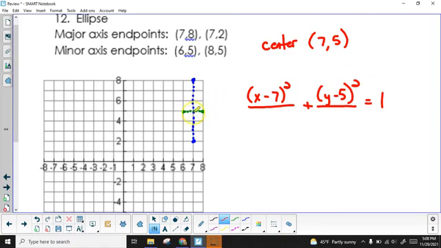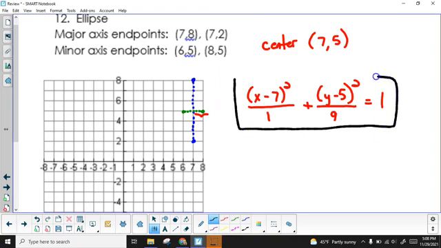And the number under the x is going to be a squared, a is represented by the distance from the center to the vertex, which we can see right here. This is going to be 1. So 1 squared is 1. And vertically, 1, 2, 3. 3 squared is 9. And so our equation would be (x minus 7) squared over 1 plus (y minus 5) squared over 9 equals 1. That is our equation right here.